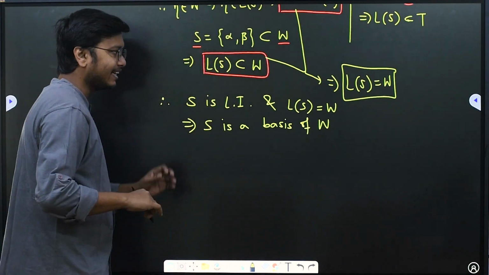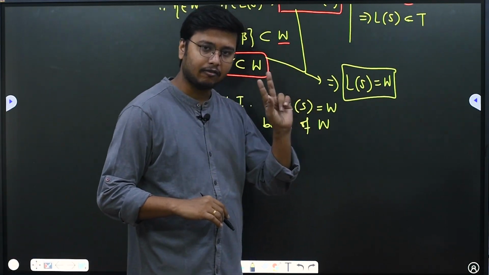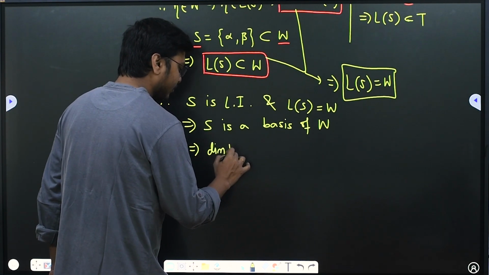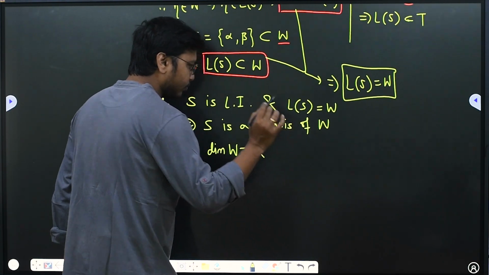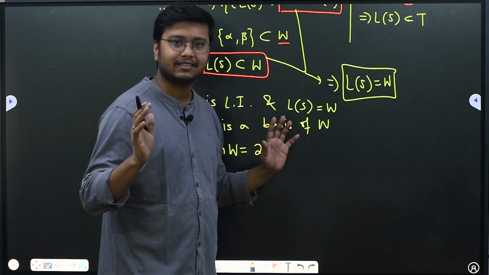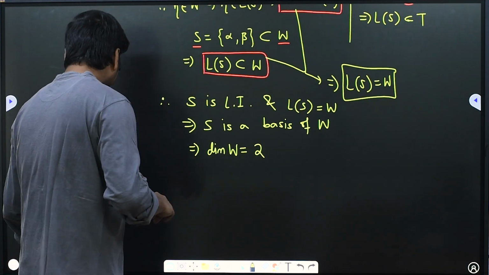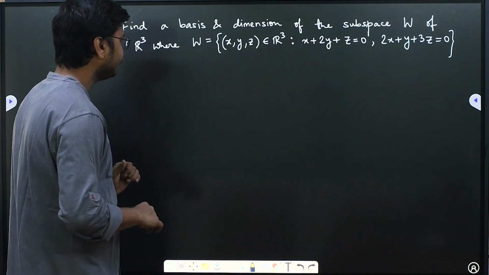And since S contains how many elements? 2 elements, alpha and beta. So this implies dimension of W is equal to 2. Okay, so that's the answer to these kind of questions. Let's take a look at another kind of question.